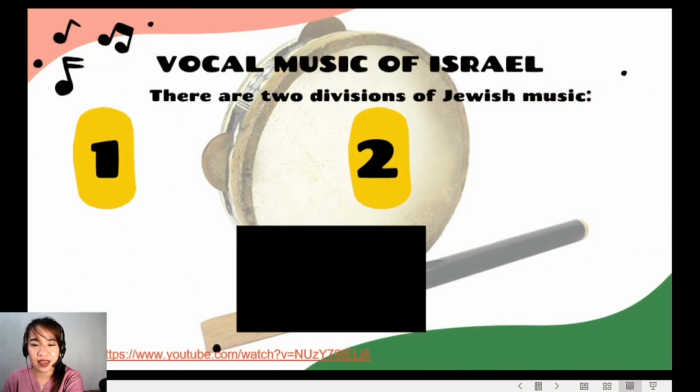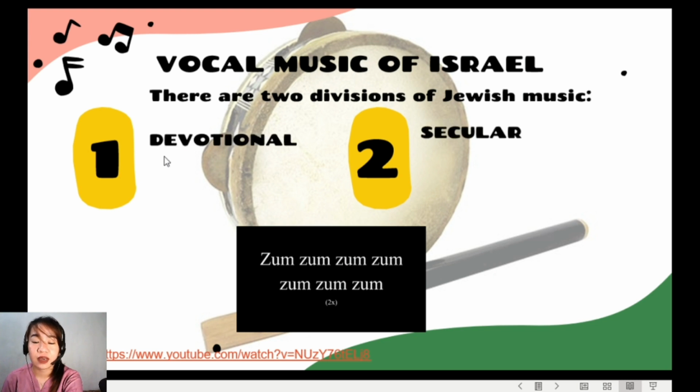Next, the vocal music of Israel. There are two divisions of Jewish music. Last time we talked about the music of India, wherein we talked about Carnatic and Hindustani music. Then we talked about Pakistan music, and now for the vocal music of Israel, we have two. The first one is devotional, and the second one is secular.